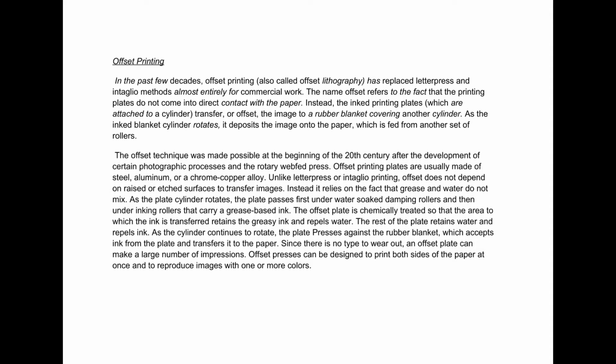As the plate cylinder rotates, the plate passes first under water-soaked dampening rollers, and then under inking rollers that carry a grease-based ink. The offset plate is chemically treated so that the area to which the ink is transferred retains the greasy ink and repels water. The rest of the plate retains water and repels ink.